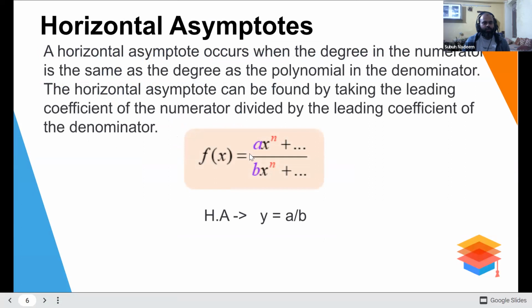Horizontal asymptotes. A horizontal asymptote occurs when the degree of the polynomial in the numerator is the same as the degree of the polynomial in the denominator. A horizontal asymptote can be found by taking the leading coefficient of the numerator divided by the leading coefficient of the denominator. Y is equal to a by b, with x to the power n. So fine. Next one.